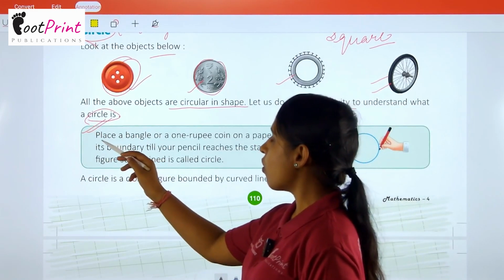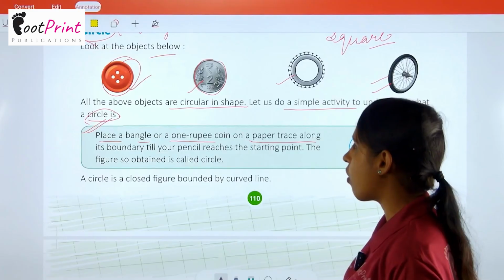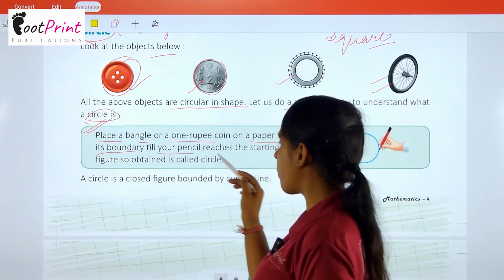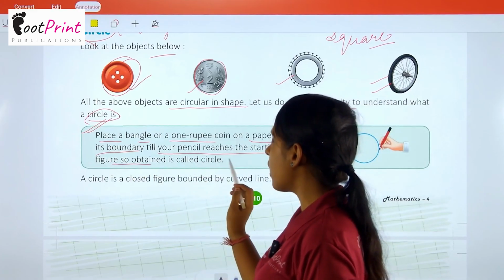Okay, so you will do this activity by yourself. Place a bangle or a 1 rupee coin on a paper, and trace along its boundary till your pencil reaches the starting point. The figure obtained is called a circle.